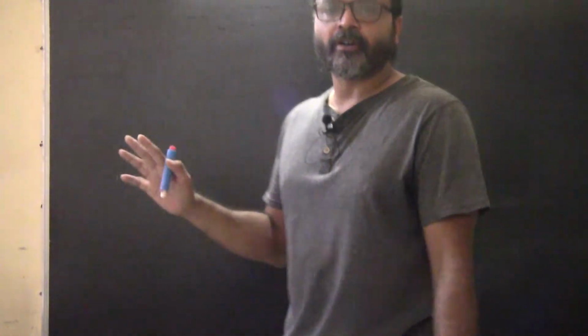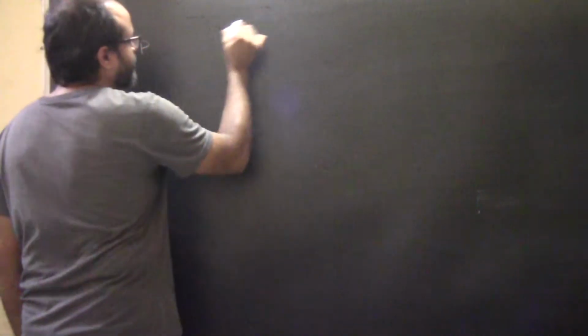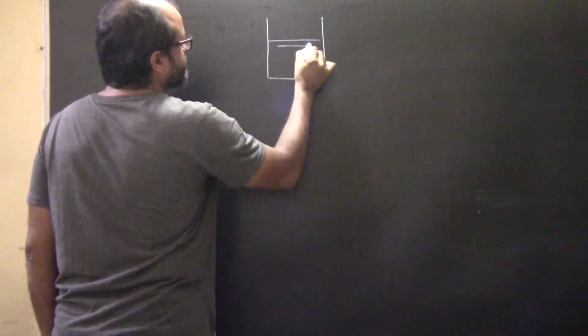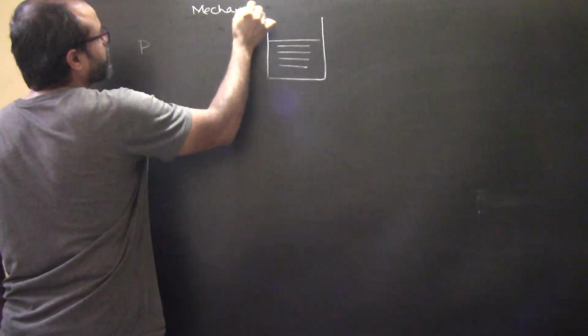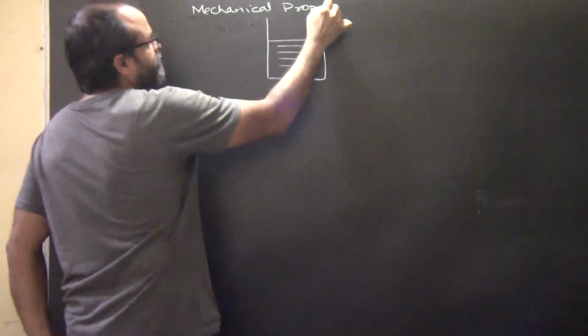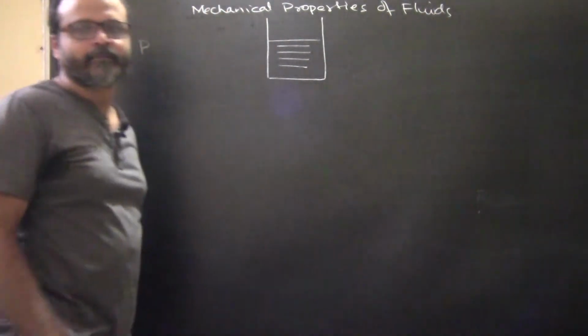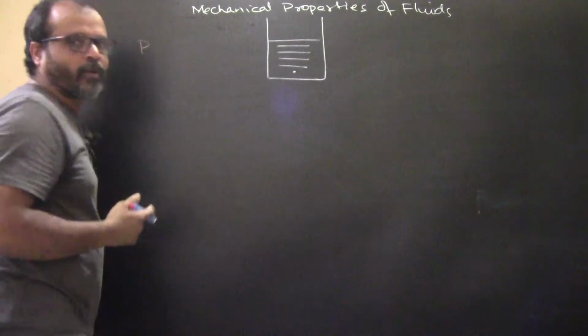We will continue with the topic of mechanical properties of fluids, and we will try and understand it a little better. What we finished off in our previous class was that, let's say we have a vessel which has liquid filled in it. We are continuing with mechanical properties of fluids, and today we will continue with a little more of it.